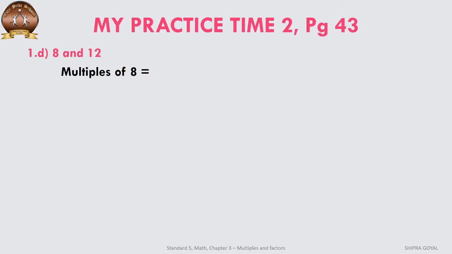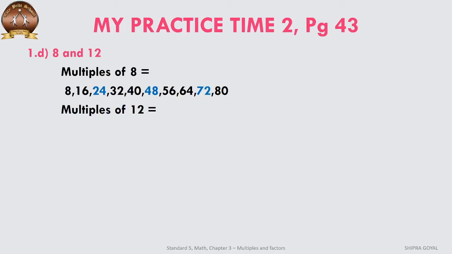Let us see this. Multiples of 8 are 8, 16, 24, 32, 40, 48, 56, 64, 72 and 80. And then we write the multiples of 12. Let us see if we require more of them. Okay. When we compare the two tables, that is the table of 8 and the table of 12, we come to know that 24 is the first common number, and then 48 and then 72.